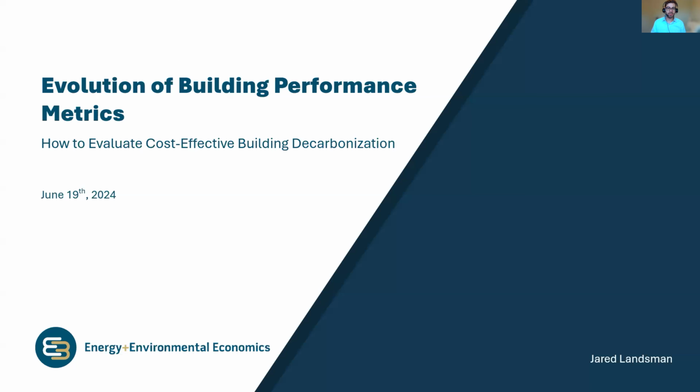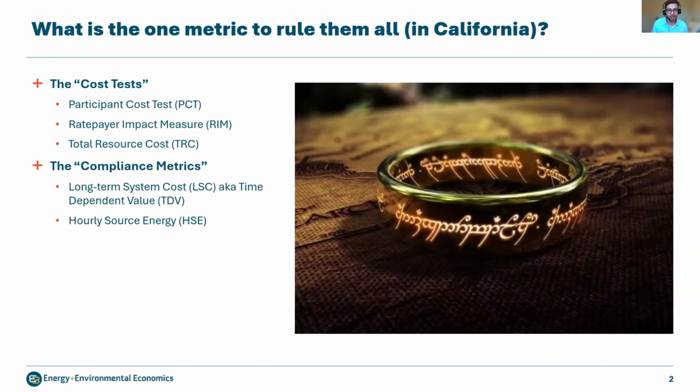So I think the focus that I'd really like to have today is, how can we evaluate cost-effective building decarbonization by understanding what's happening in the state of California. I'd like to talk about a few different metrics that have been used in the state. One category is called cost tests, which I will define in just a moment. And the other is under the category of compliance metrics.